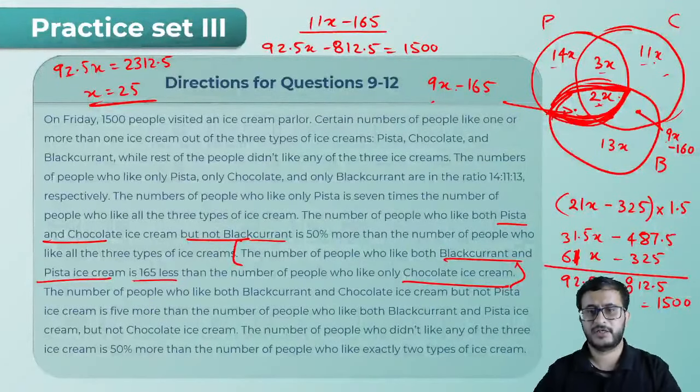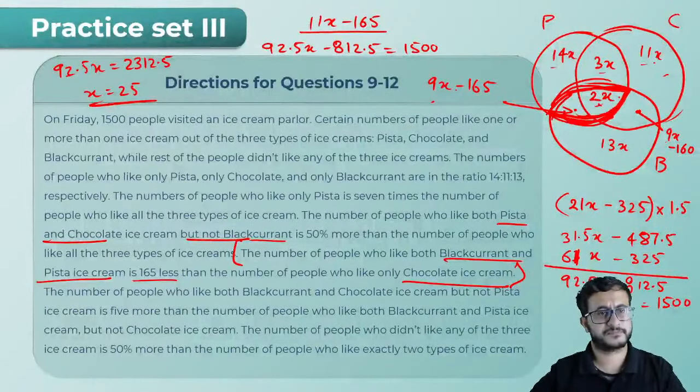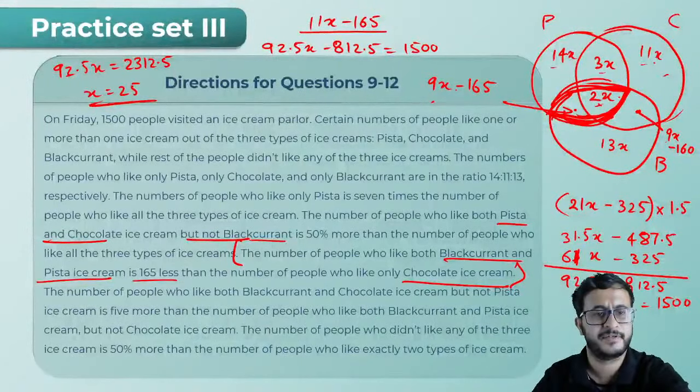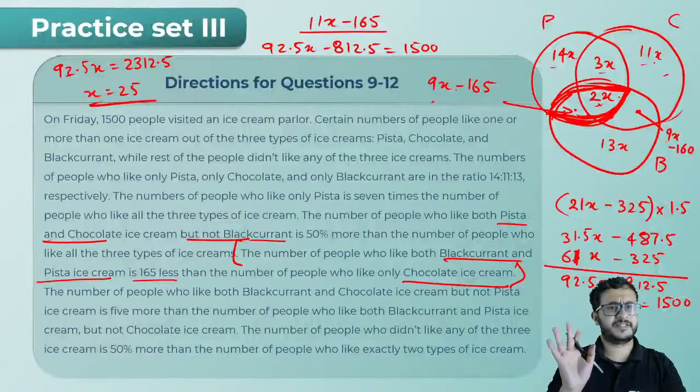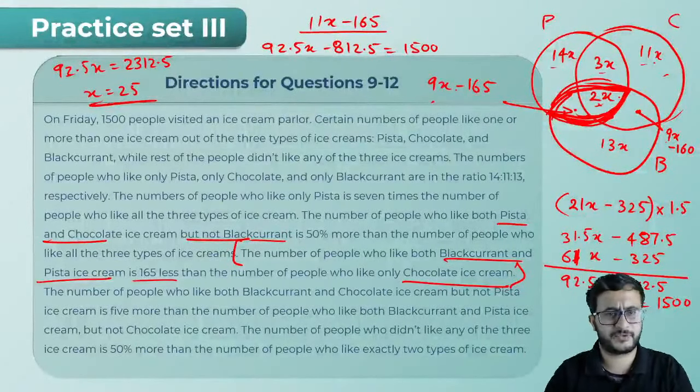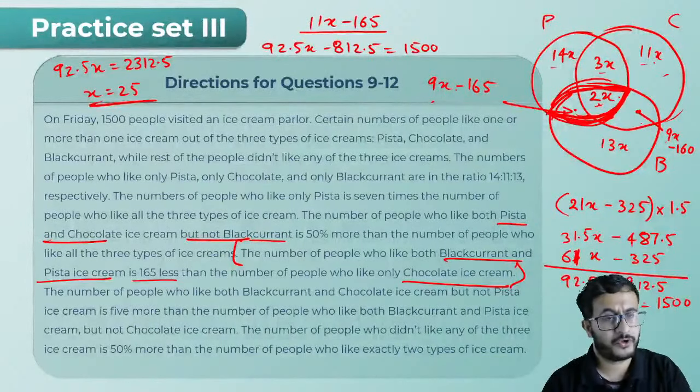ठीक है, x 25 आ जाएगा, right? Getting x is equal to 25. See, it was not difficult, it's just that calculation intense है, थोड़ी सी calculation करनी पड़ेगी. So we found all these regions.